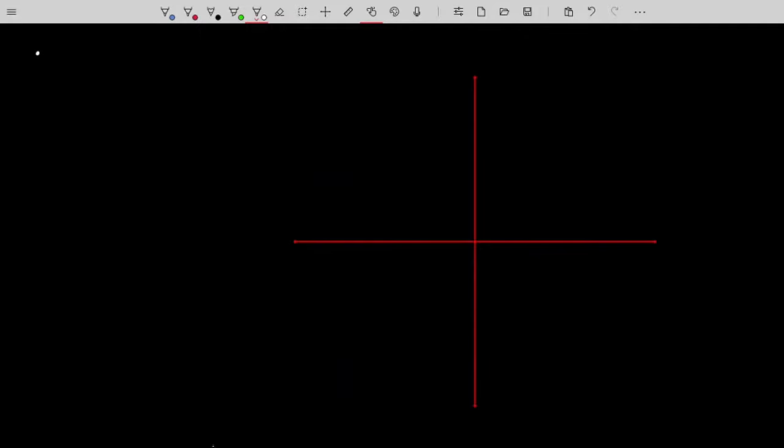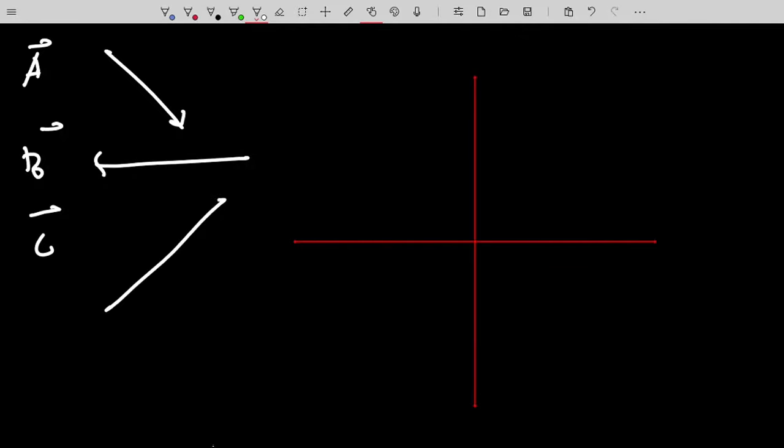Now let's try to have another example. What if we have the vector A like this one, vector B like this one, or I'm sorry, like this one, vector C like this one, vector D somehow like this one, and vector E somehow like this one?